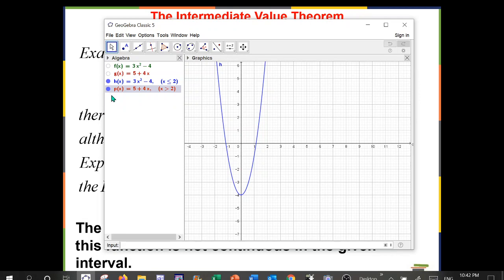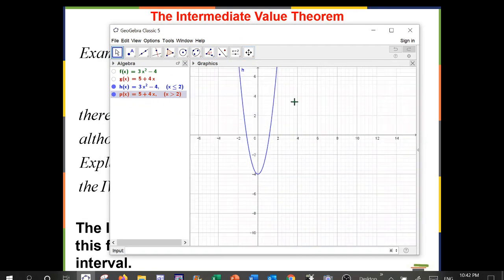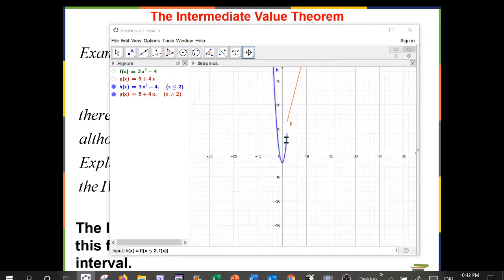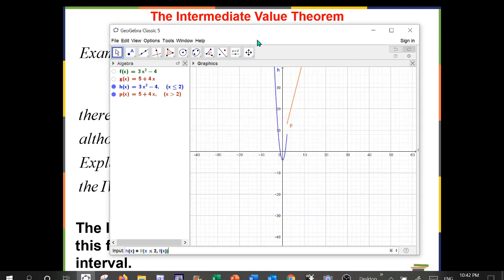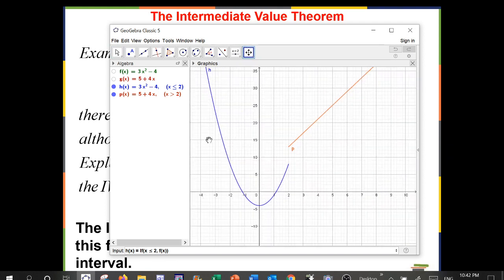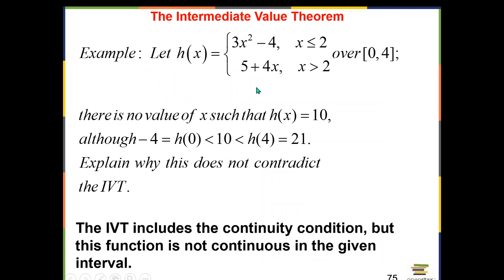Let me zoom out a little bit so we can see the functions. So you see what GeoGebra did. We graphed the blue one where I wanted it, and it graphed the red one where I wanted it. So you see there is a gap right here, and this function is not continuous from 0 to 4. That's why you cannot find 10, because 10 is in the middle that is not defined actually, right? There is no y value at 10. So that's the idea of the intermediate value theorem.